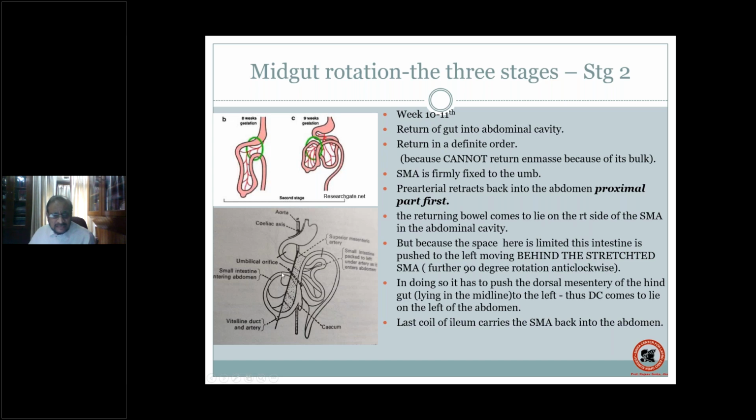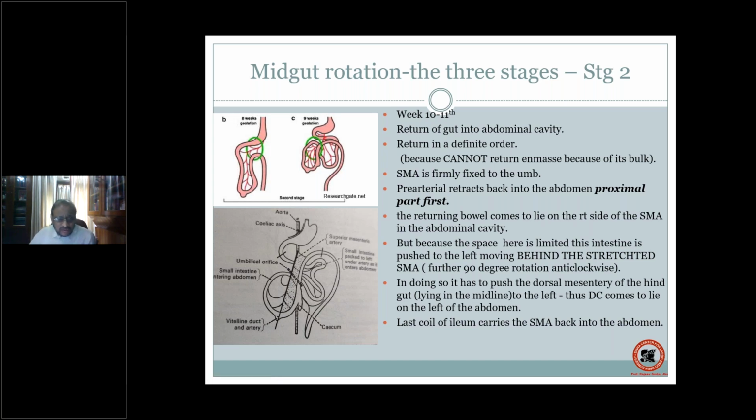Now, when this return is occurring, the superior mesenteric artery is still fixed. See what is happening? See the part, the prearterial segment is gone in. So if it has to go in, and if the superior mesenteric artery is still lying taut, where can this bowel go? It has to go behind the superior mesenteric artery.